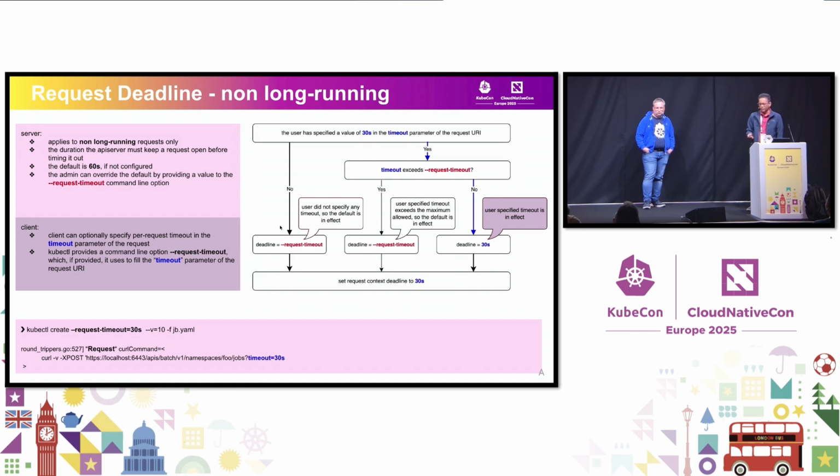So what if we wanted to specify a timeout for our request? Here we can use the option provided by kubectl, request timeout, and we're saying that the request should complete within 30 seconds. So our handler will basically use 30 seconds as the deadline for this request.